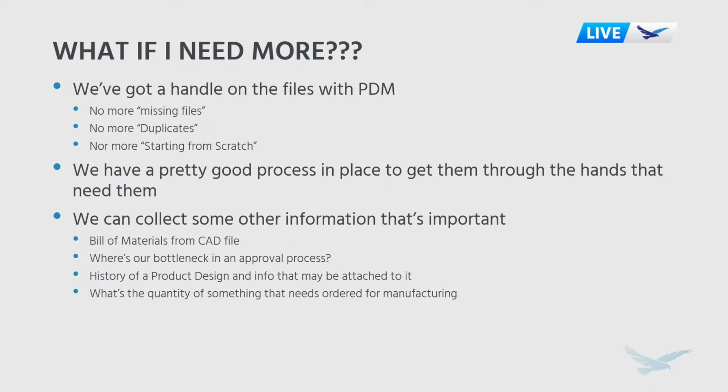We don't have to start from scratch anymore. We eliminated duplicates. We fixed the issues with broken file references. And it's going to do a great job of collecting information for us too. Things like from the CAD file, I can directly get a bill of materials. I don't have to go inside of SOLIDWORKS to get that information. It's right there. I can identify where some of my bottlenecks are in the process if I've developed some kind of approval process and so forth.